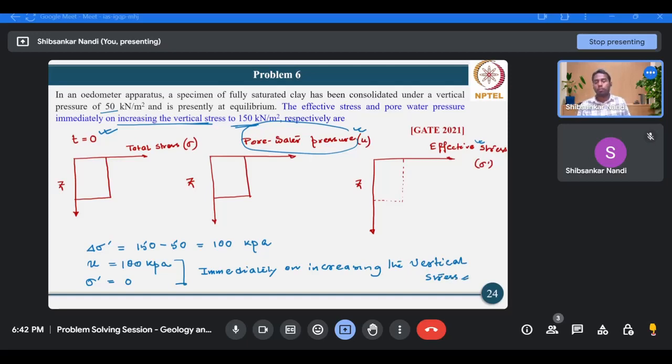Okay, so this is also a very simple question. You just have to brush up the fundamental things. If you forgot, you just need to know the variation of total stress, pore water pressure, and effective stress with depth throughout the soil sample with due course of time. So how will it vary, starting from p equals 0 to infinite time.